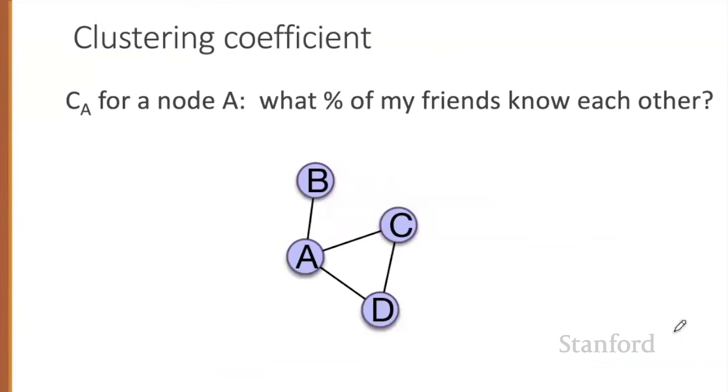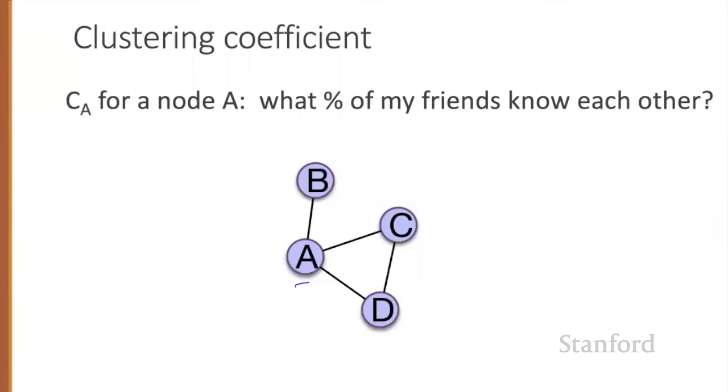Finally, let's introduce a very important property of a node called its clustering coefficient. The clustering coefficient for a node measures a property of its neighbors, the nodes that are adjacent to it, connected to it by an edge. I'll informally call them its friends. So the clustering coefficient C sub A for a node A measures the percentage of my friends that are friends with each other, the percentage of the nodes adjacent to me that are also adjacent to each other.